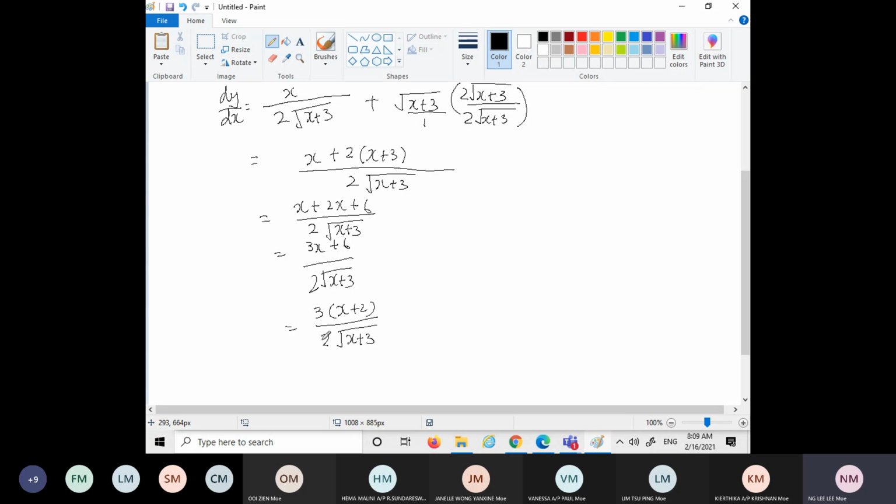Next part, part B, you have to find the gradient of the tangent at x equal to 6. The gradient of the tangent is dy/dx. This is from the beginning of the chapter. What is the meaning of dy/dx? dy/dx is the gradient of the tangent of the curve. So when they ask for the gradient of the tangent, it means dy/dx.